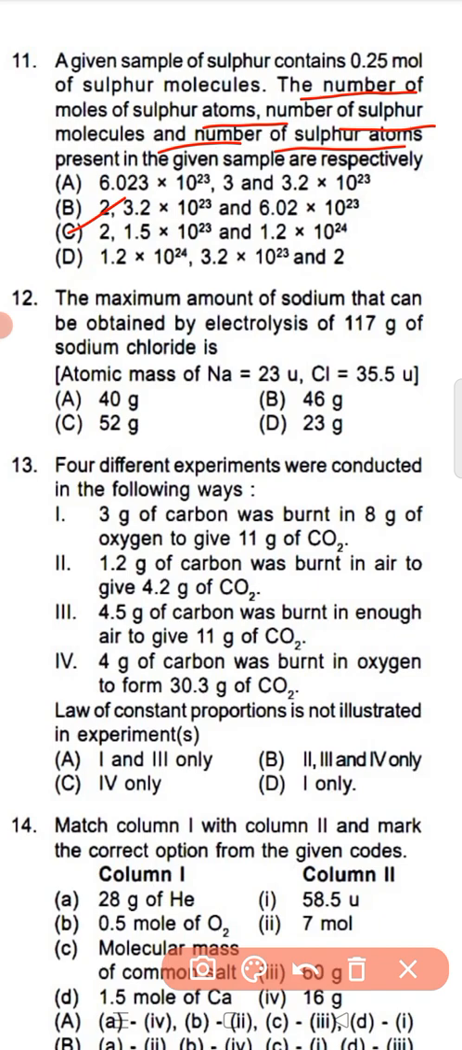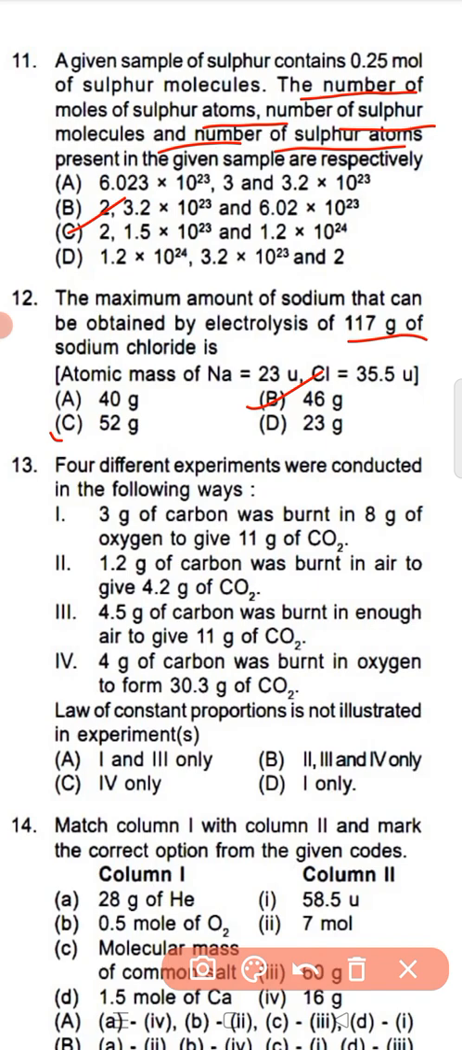Now question number 12. The maximum amount of sodium that can be obtained by the electrolysis of 117 gram of sodium chloride is. 12B is the correct answer, 46 gram.